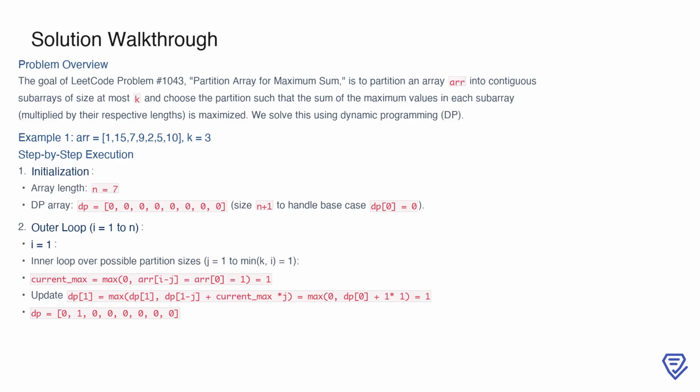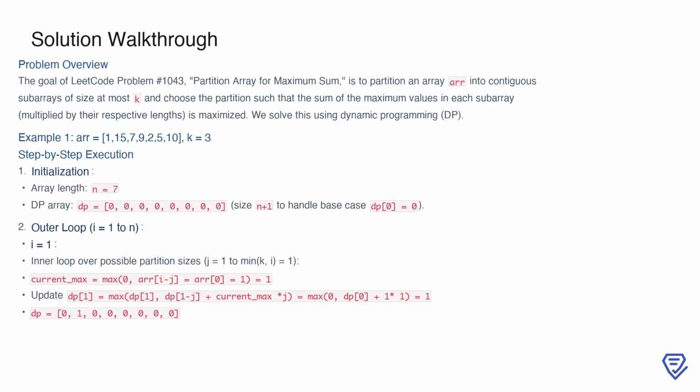Let's break it down with the first example, where ARR is 1, 15, 7, 9, 2, 5, 10, and k is 3. First, we initialize the length of the array as n equals 7 and prepare a DP array of size n plus 1, filled with zeros, to store the maximum sum achievable for the first I elements. The base case is DP 0 equals 0, representing no partitions.